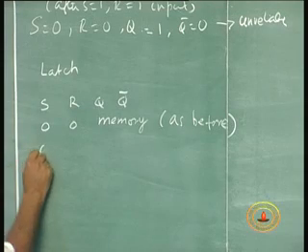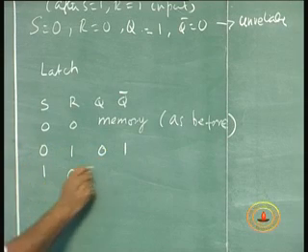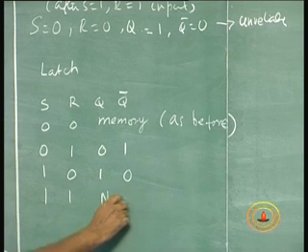If it is a 0 and a 1, the output is a 0 and a 1. 1 and a 0, output is a 1 and a 0. 1 1, not used.